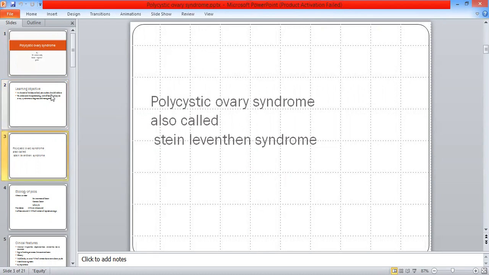Polycystic ovary syndrome is also called Stein-Leventhal syndrome because it was first diagnosed and described by Stein and Leventhal. So its second name is Stein-Leventhal syndrome.